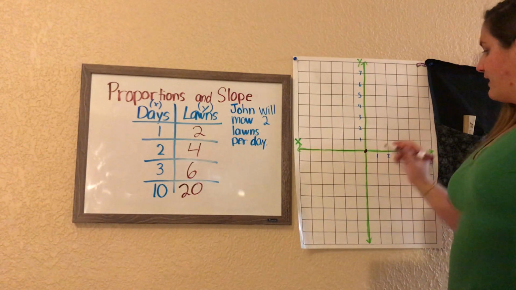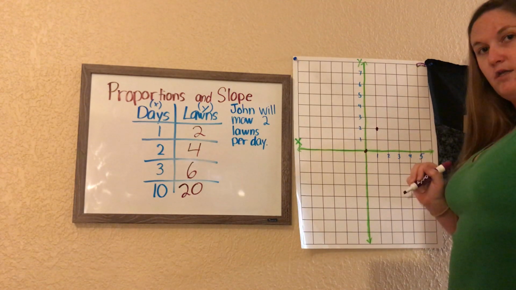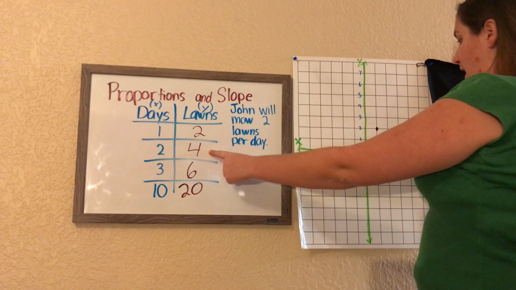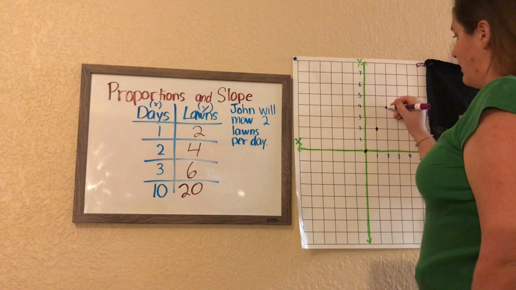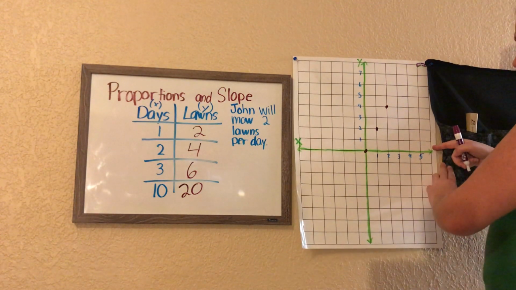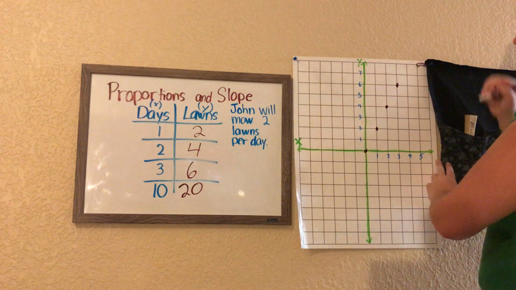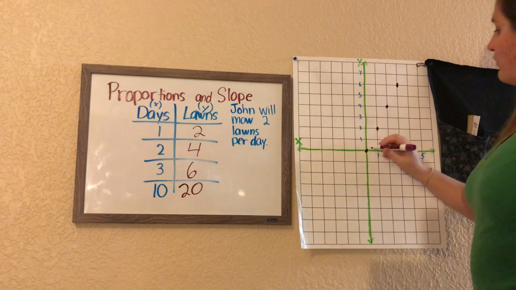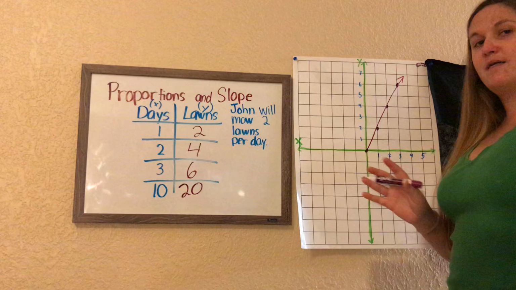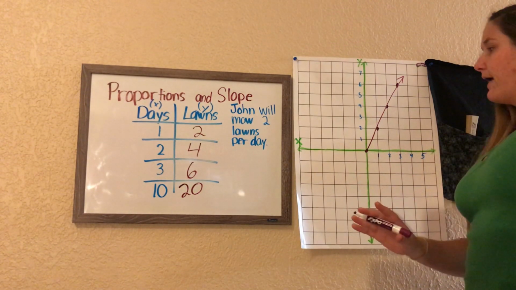But on the day that he is feeling good, so day 1, he was able to mow 2 lawns, right? After day 2, I'm just using this chart, I'm able to go up to 4 lawns. After 3 days, I mowed 6 lawns. So now what you would want to do is connect these and make a line. It doesn't have to be perfectly straight, in theory it is, but Ms. Brown can't draw, and that's okay.